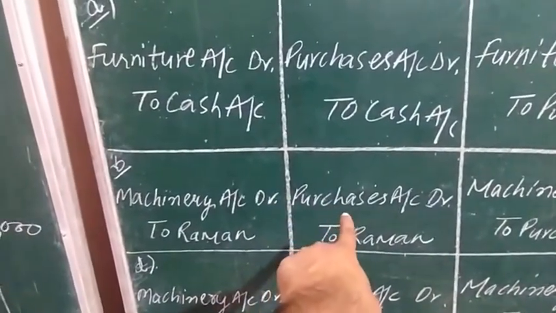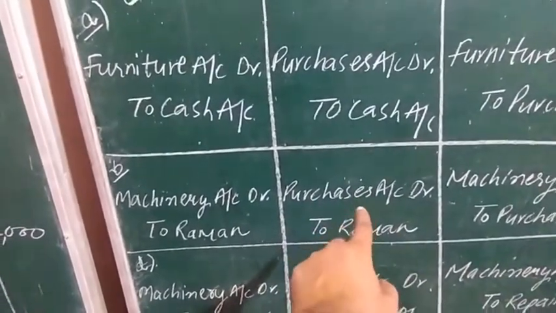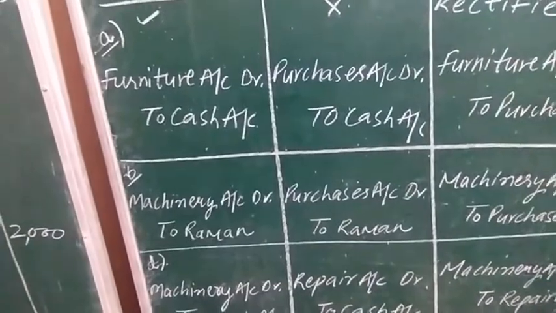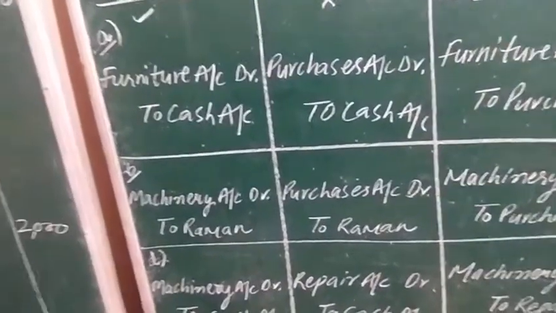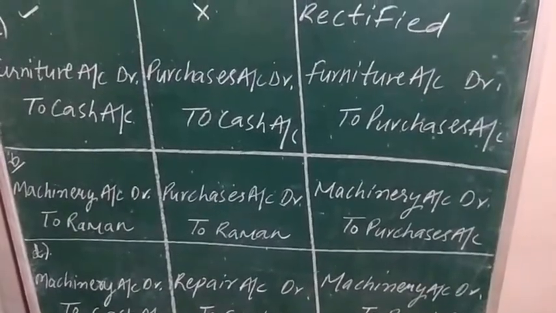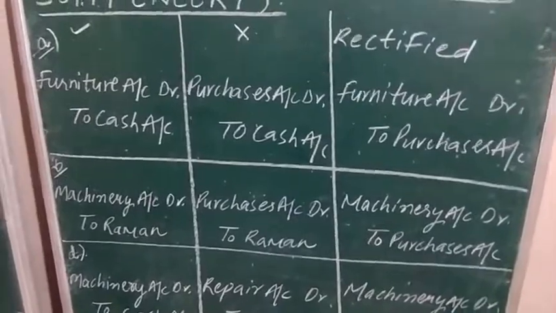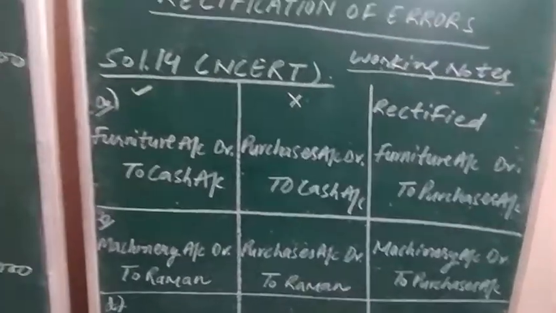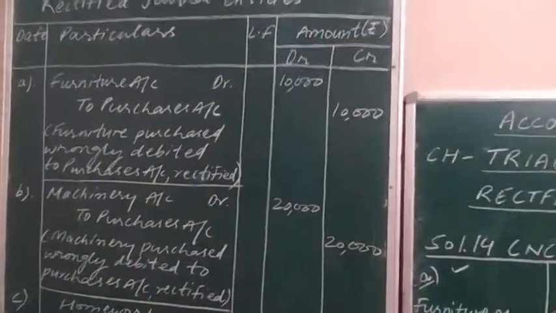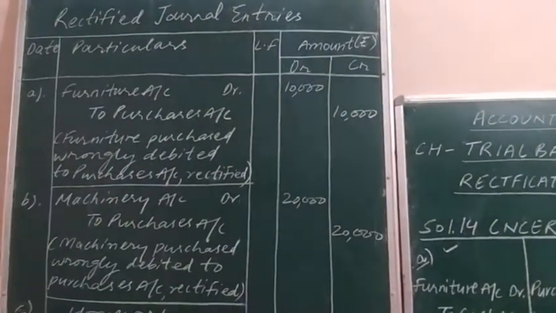We have to nil the effect of purchases. In order to nil the effect of purchases, we need to change the side of purchases. So purchases will be written on the credit side of the rectified entry: machinery account debit to purchases account. This is the rectified journal entry, and the same will be written in the journal entry format. See, in the journal entry format, machinery account debit to purchases account. Right.